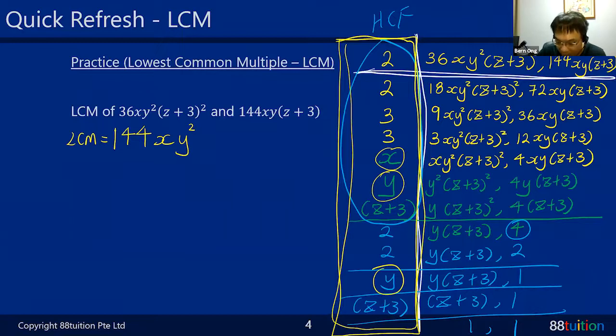And also, you still have the z + 3. How many z + 3 are there? There are 2. So down here is (z + 3) squared. And this is your answer.